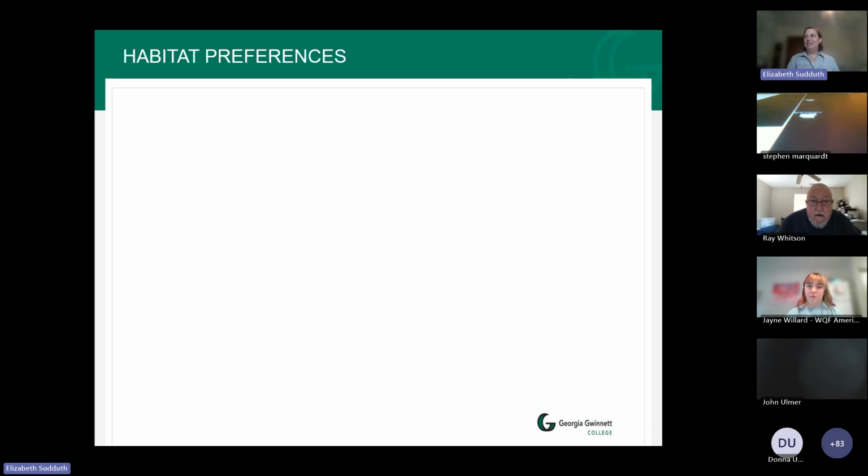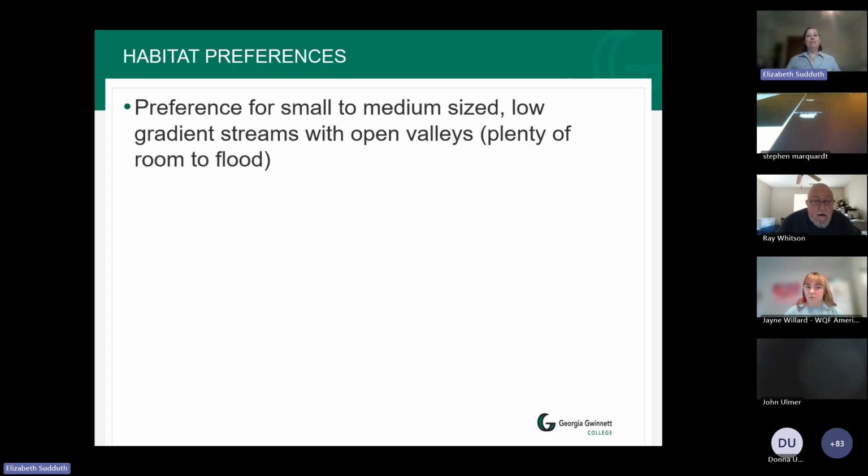Their habitat preferences. In general, beavers prefer small to medium-sized, low gradient streams with open valleys. In other words, places that are easy to build a dam and flood.